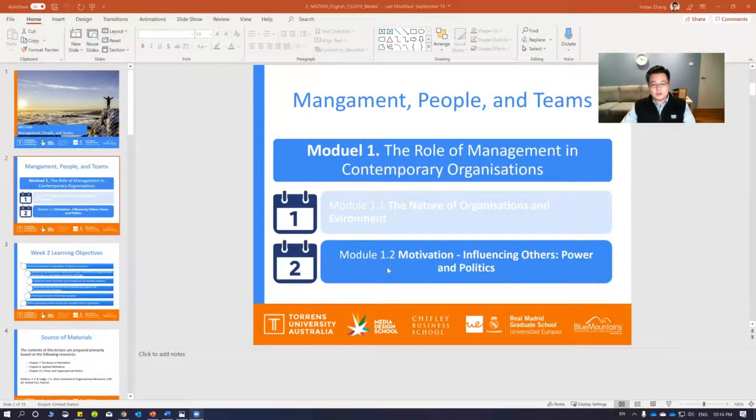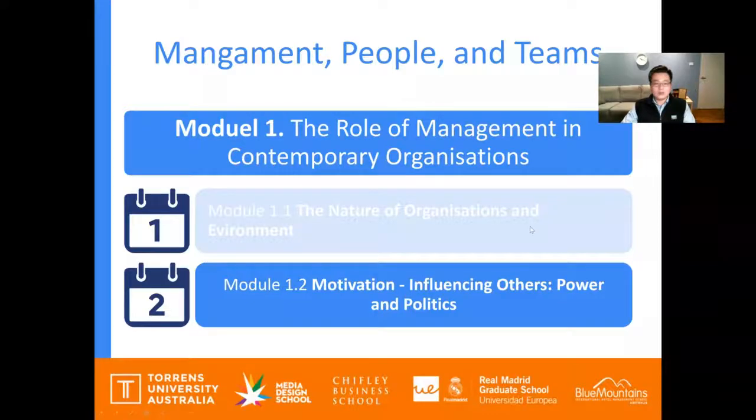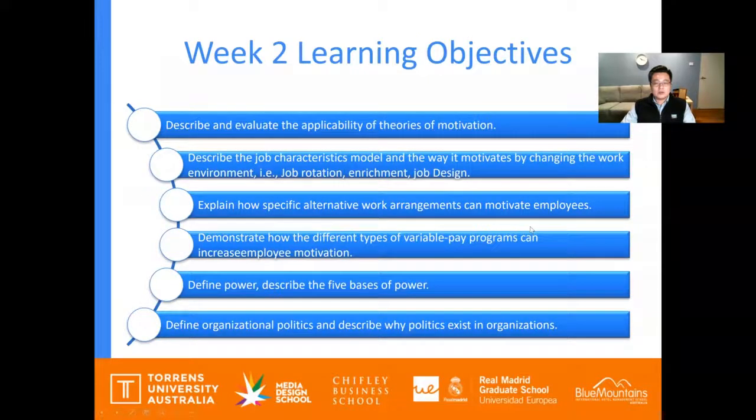This week, again, we'll look at Module 1.2, motivation. In this week, we have 6 learning objectives to cover. First, describe and evaluate the motivation theories. Second, describe the job characteristics models and the way they motivate by changing the working environment, for example, job rotation, job enrichment, and job design.